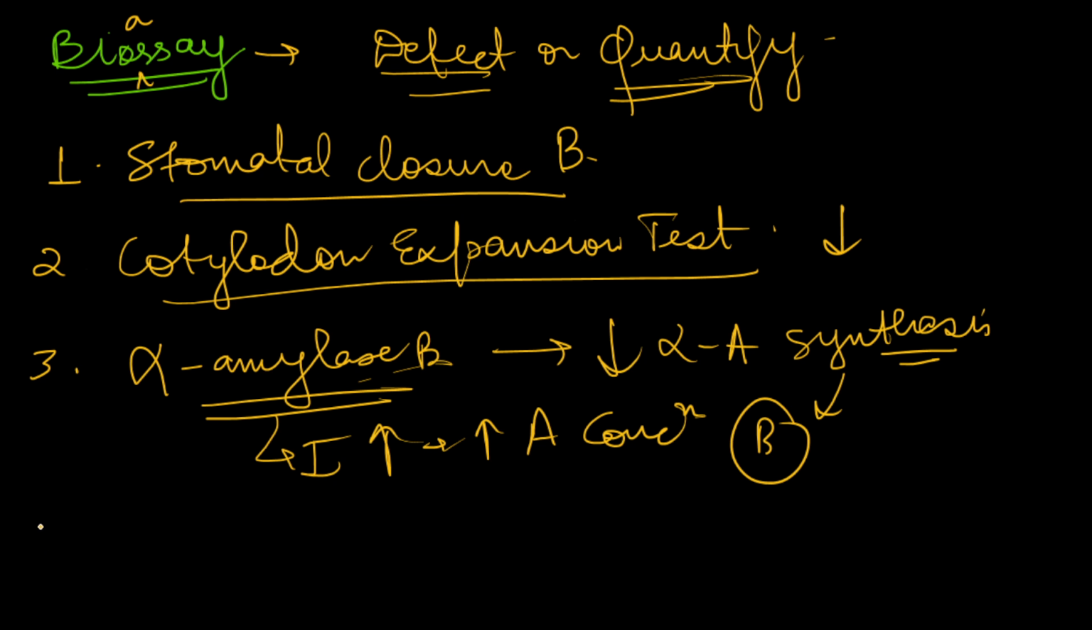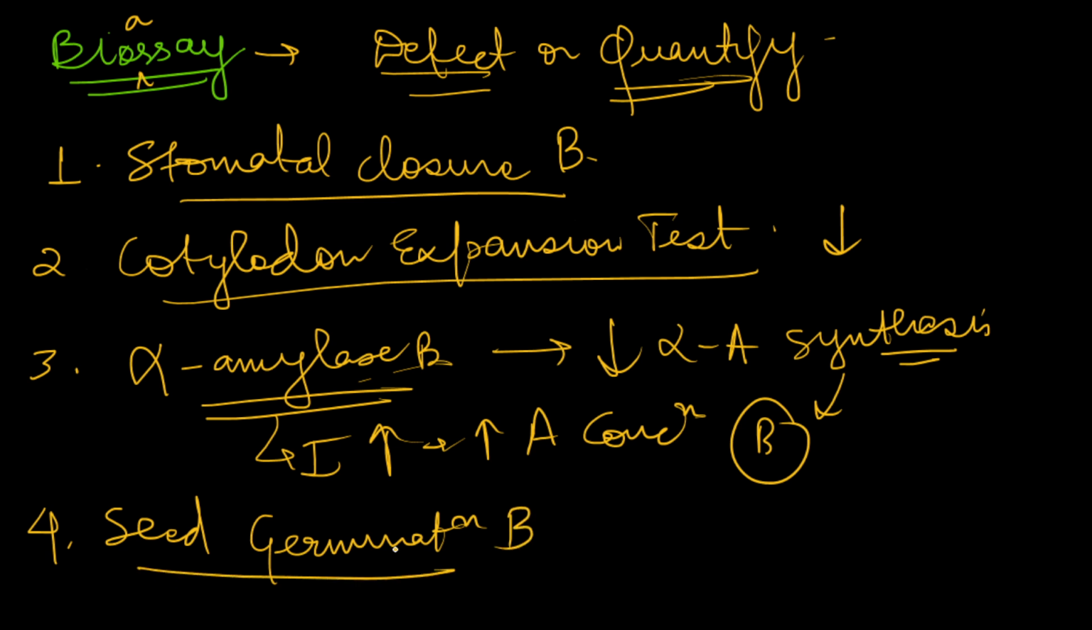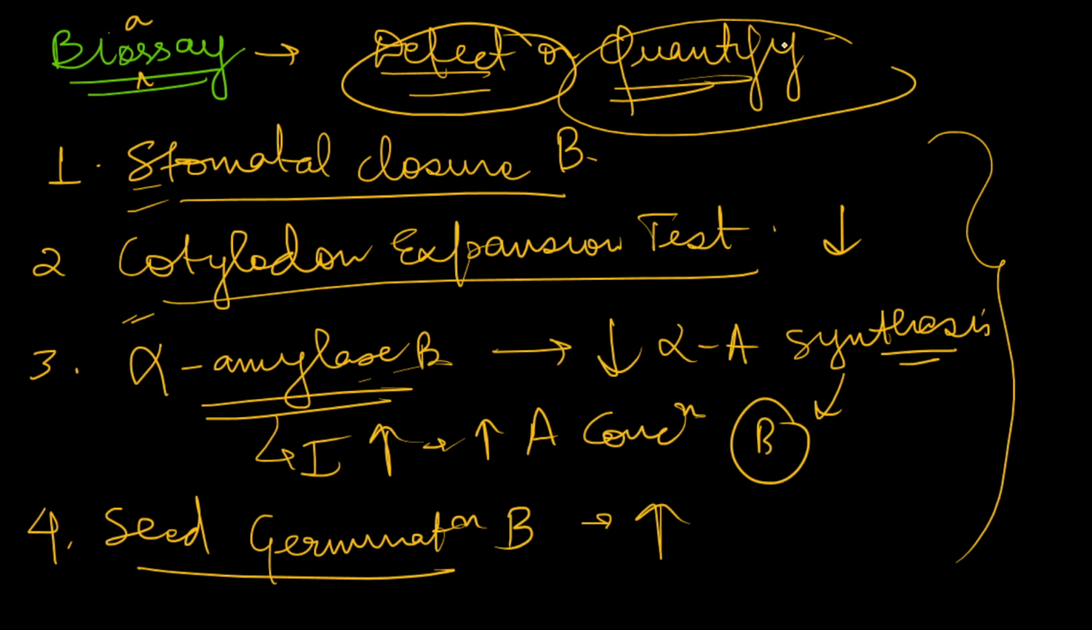We can also do the seed germination bioassay, because ABA also inhibits seed germination. If the seeds are suppressed very much, obviously the concentration of ABA is higher. So you can compare the ABA concentration in different extracts, seed extracts, stomatal extracts, cotyledon extracts, using these bioassays, and you will detect ABA, or quantify the concentrations of ABA. So this is how we can do bioassay.